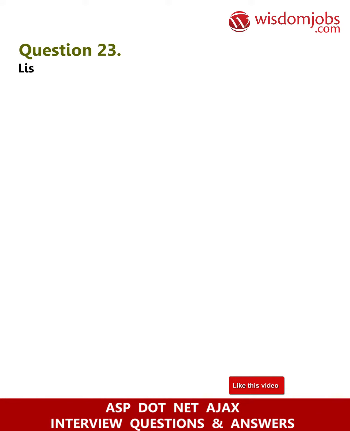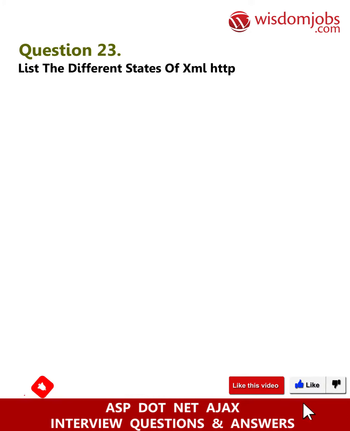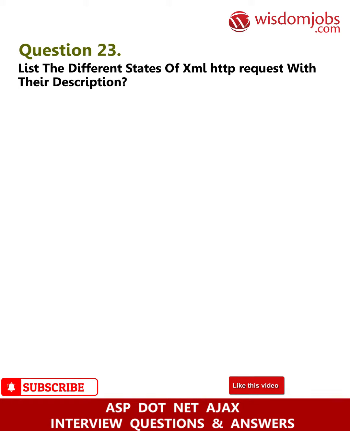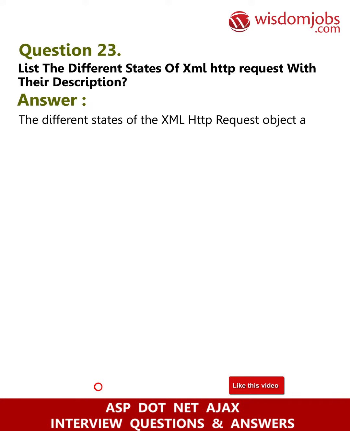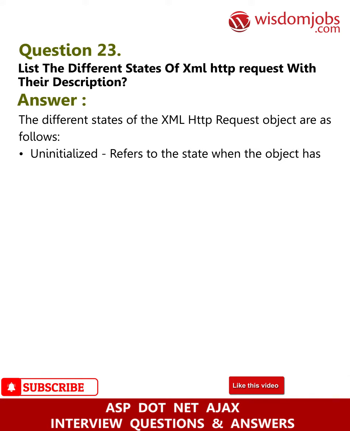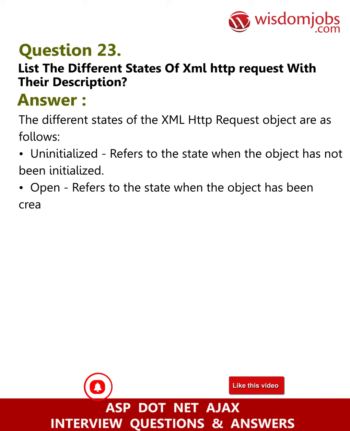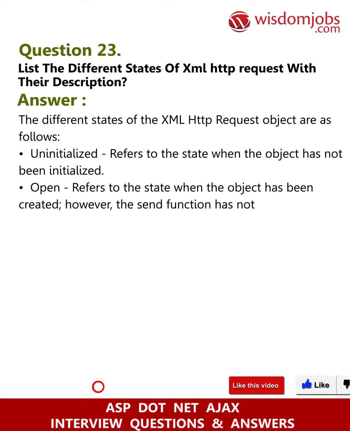Question 23. List the different states of XML/HttpRequest with their description. Answer. The different states of the XML/HttpRequest object are as follows. Uninitialized refers to the state when the object has not been initialized. Open refers to the state when the object has been created. However, the send function has not been invoked.